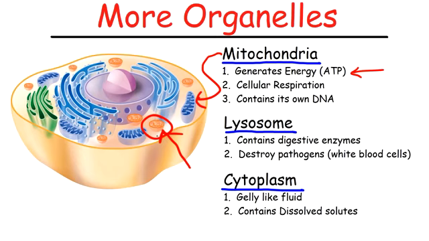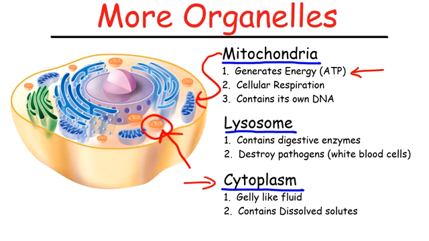It contains digestive enzymes, and in white blood cells, it can also destroy pathogens. When a white blood cell engulfs a pathogen in a process known as phagocytosis, the lysosomes in those white blood cells can break down those pathogens or disease-causing agents into smaller stuff that could be used or recycled by the cell.